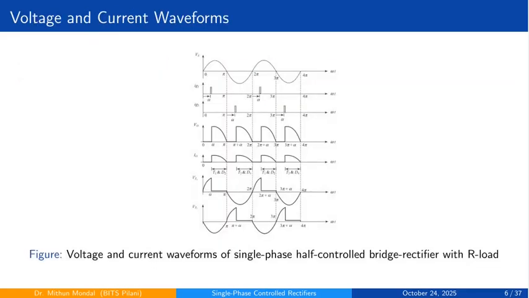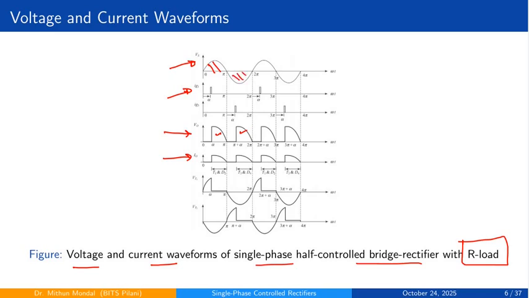Here we have the voltage and current waveforms for the single phase half controlled bridge rectifier when the load is a resistive load. So the current and voltage will be in phase with each other. Here we can see the input voltage is sinusoidal and we are applying the pulse at an angle alpha. Then the output voltage V0 and current I0, which are in phase with each other, will be conducting from alpha to pi and from alpha plus pi to 2 pi. So conduction takes place only during part of each half cycle.